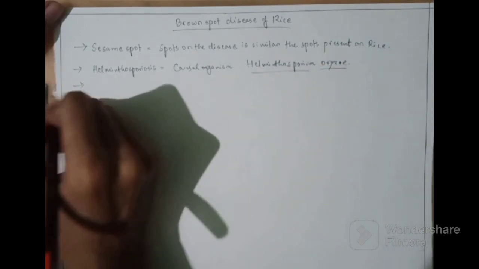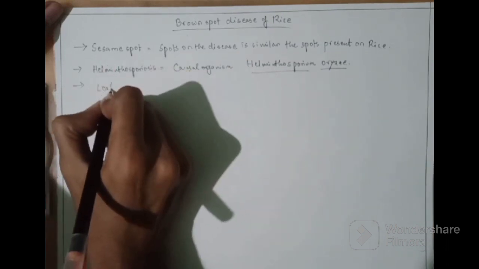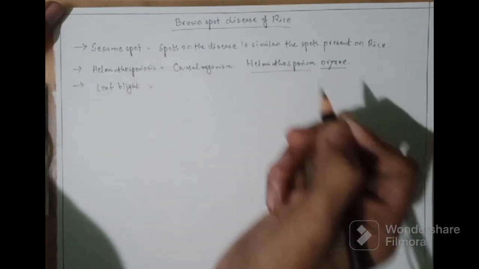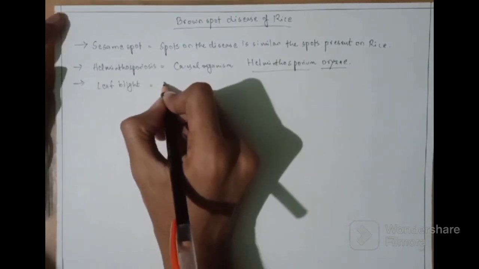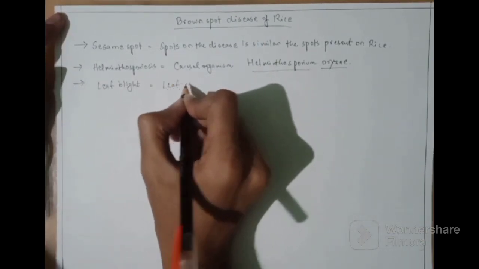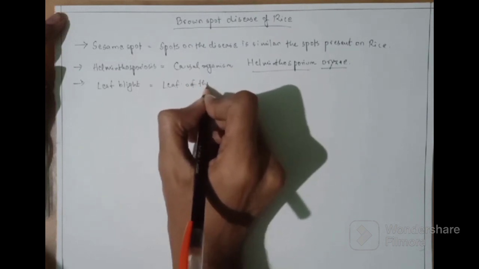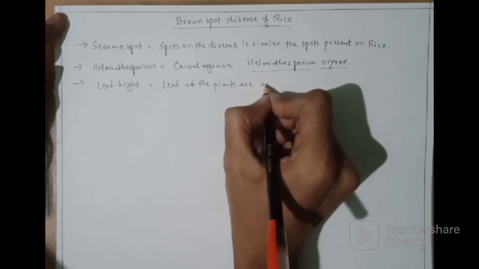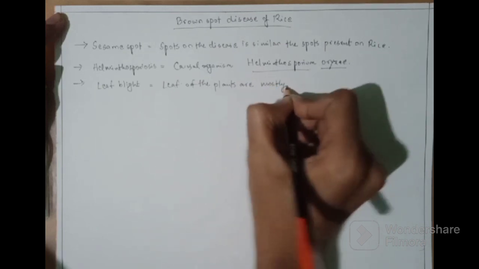Now, and the last, which is a very common name, is also known as the leaf blight, the leaf blight disease of rice. This is because it affects the leaves of the plant. Plants are mostly affected.